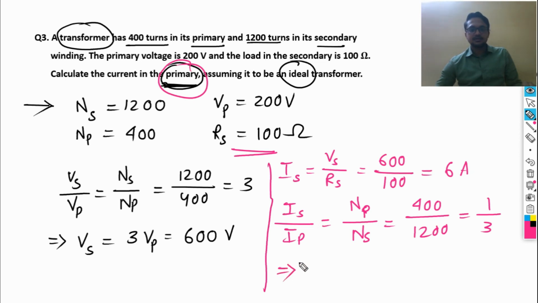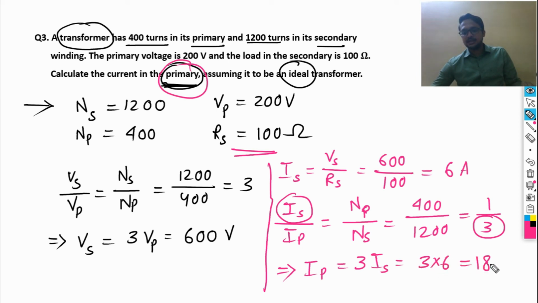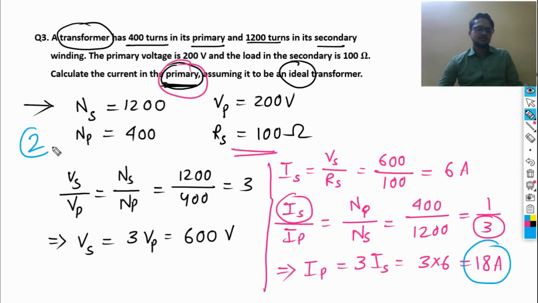What is needed in the question? Primary current, that means IP. So IP equal to what? Cross multiplication, IP into 1 and IS into 3, right? That means IP = 3 IS, that means 3 into 6, that means 18 ampere. So the answer will be 18 ampere. Clear? This type of question you can think how much? 2 marks. So this is the answer, 18 ampere.